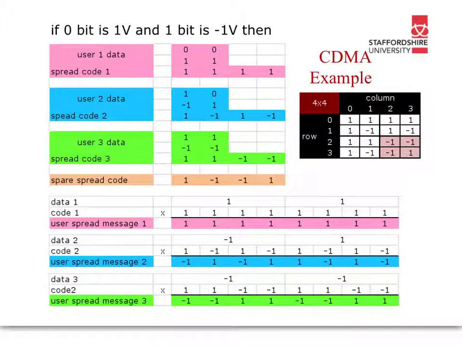For user 3, the message is spread and we would get the following code as shown here. Okay, so this is our S1 X1, plus S2 X2, plus S3 X3. So now what we need to do is add them together or combine them to make the composite.